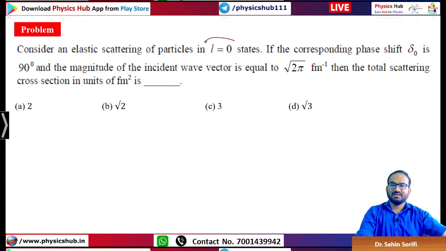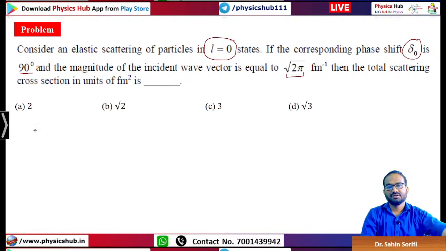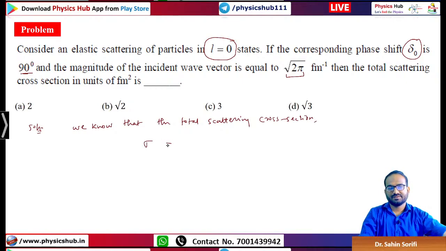Look, the particle is in the L equals 0 state. The corresponding phase shift delta naught is 90 degrees. Magnitude of the wave vector, meaning k, is square root of 2 pi. So what is the total scattering cross section? Everything is given. We know the total scattering cross section sigma is equal to 4 pi by k square, sum over L equals 0 to infinity, (2L plus 1) sin square delta L.